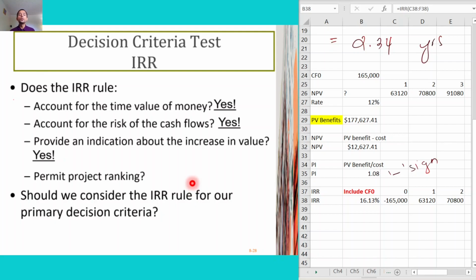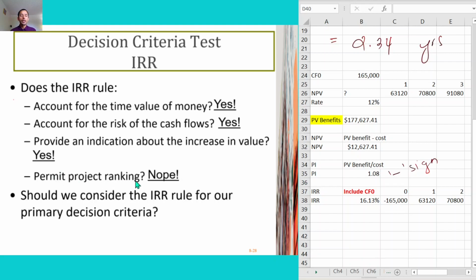But if we know IRR, then we also know whether or not a project does increase the value to the firm. For example, again, if our discount rate is 12%, then we know this project adds value to the firm. So indirectly, IRR does give you a way to see whether or not the project adds value to the firm.